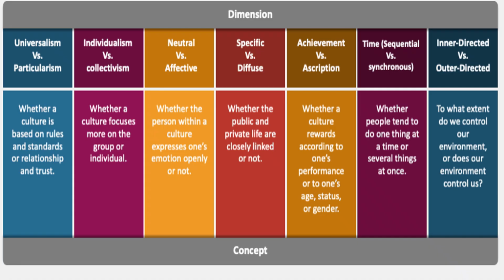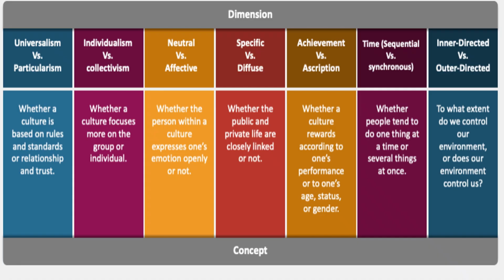The first category is universalism versus particularism. This is whether a culture is based on rules and standards or relationships and trust. The next category, individualism versus collectivism. This is whether a culture focuses more on the group or the individual. And you see a lot of crossover here, or overlap, with Hofstede's dimension. The next category is neutral versus affective. Whether the person within a culture expresses one's emotions openly or not. So in a neutral culture, people are less likely to express emotions openly, whereas in an affective culture, people are more likely to express emotions openly.